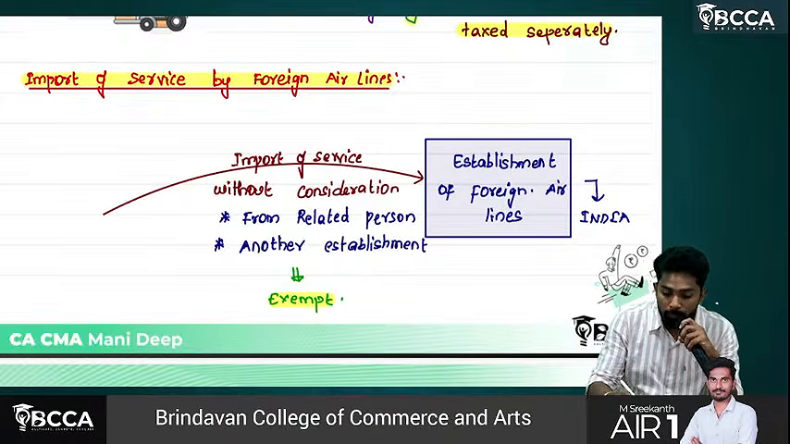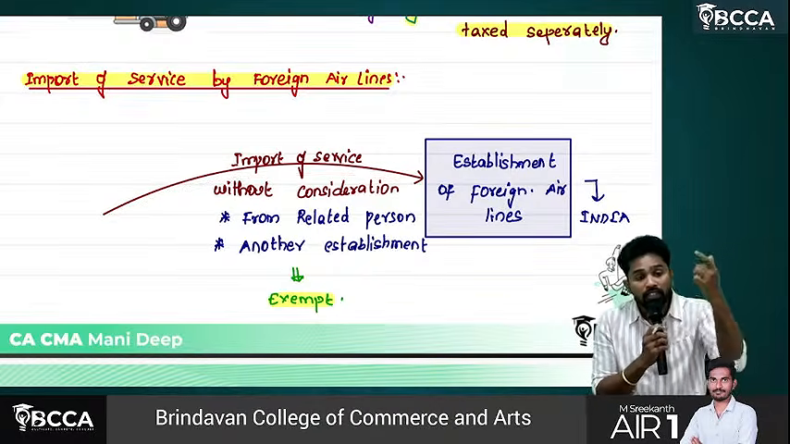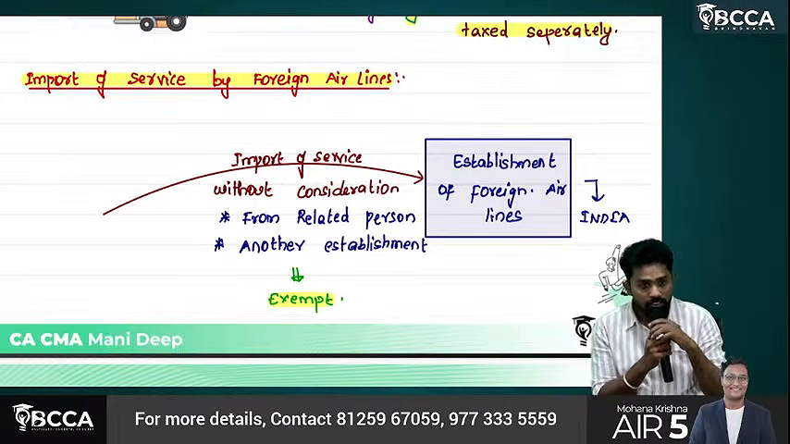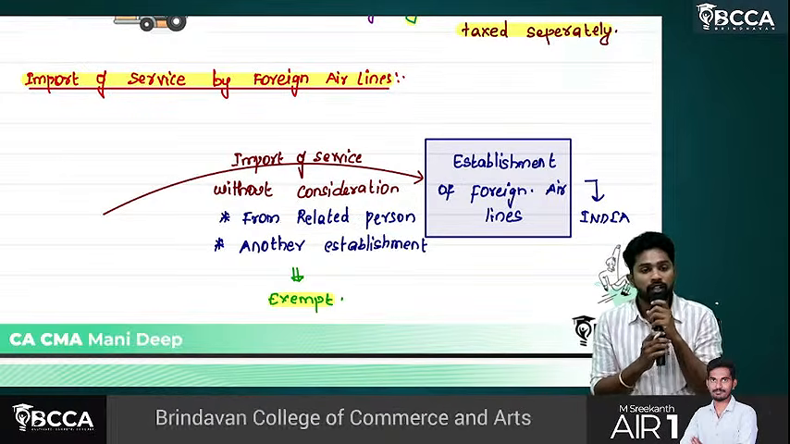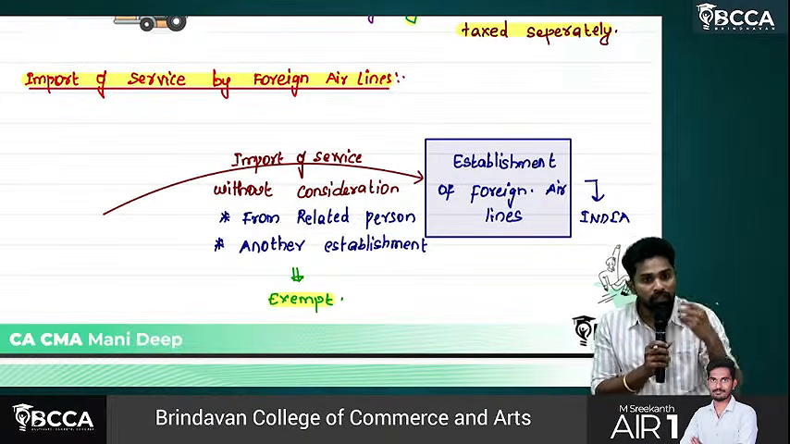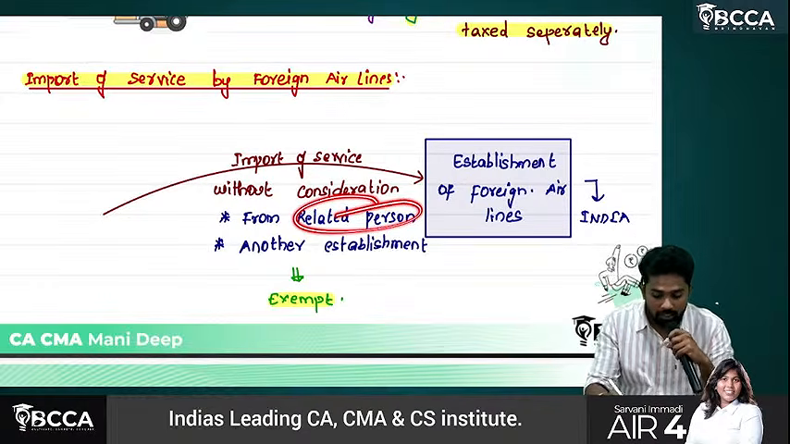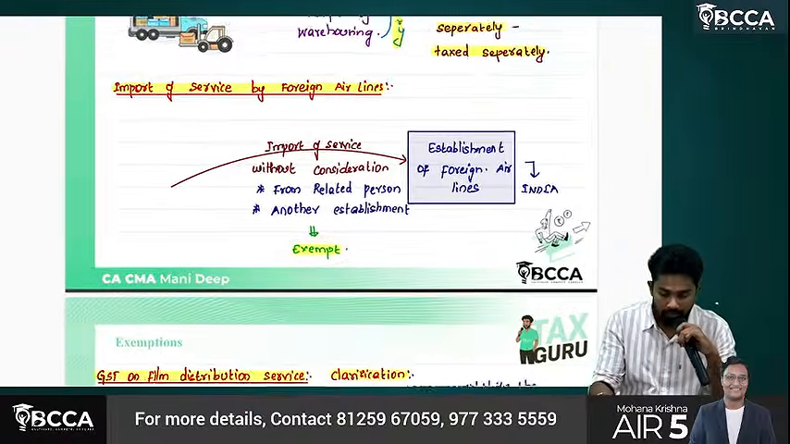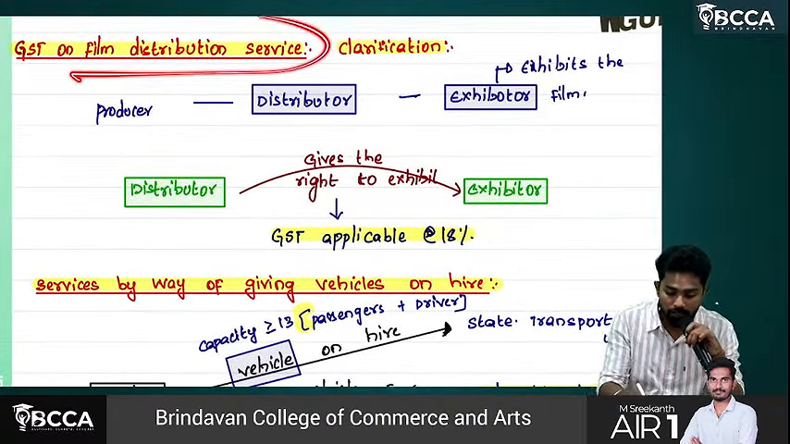Now see, import of service. Why import of service? The people who provide the service came from outside India. So it's an import of service, and that too from a related person, because people came from their head office, which is another establishment. Then the services are exempted.